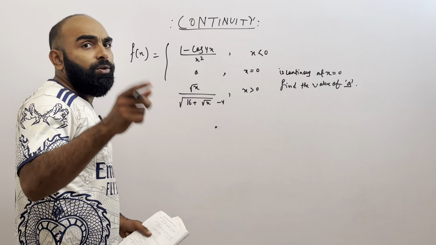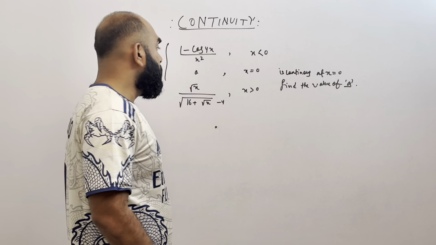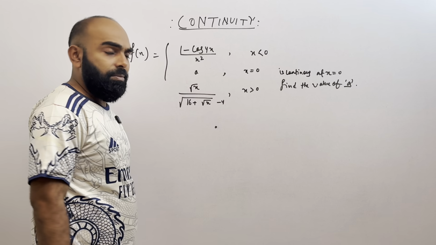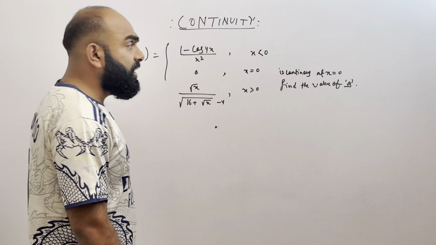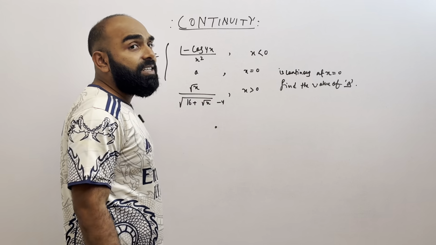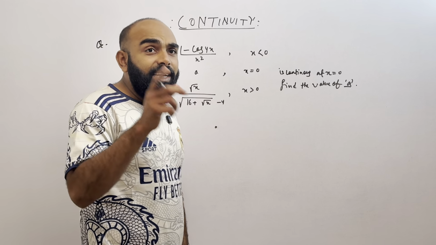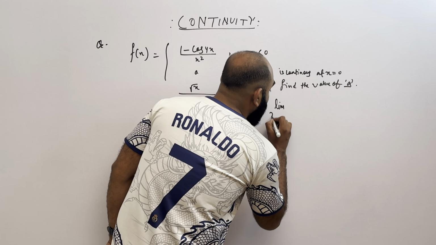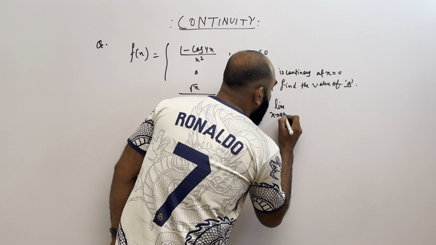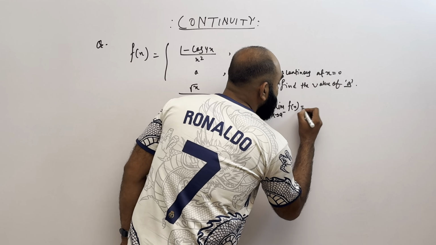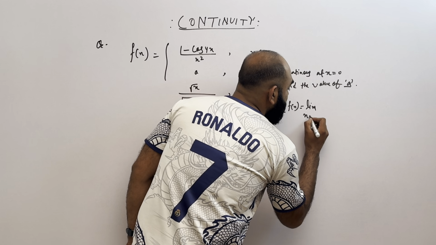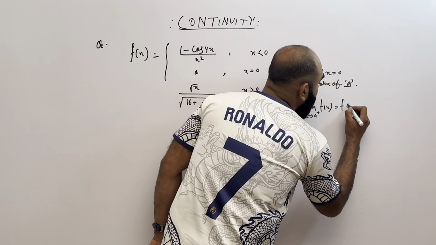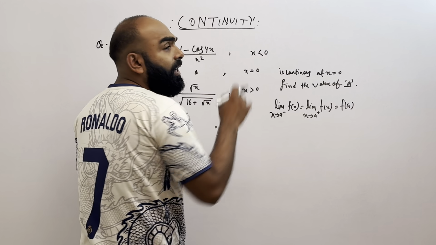I hope you have all tried that question. Now let's see. This function is continuous at x is equal to 0, with the things we have taught you. Limit x tends to a minus f of x is equal to limit x tends to a plus f of x is equal to f of a, and here a is nothing but 0.